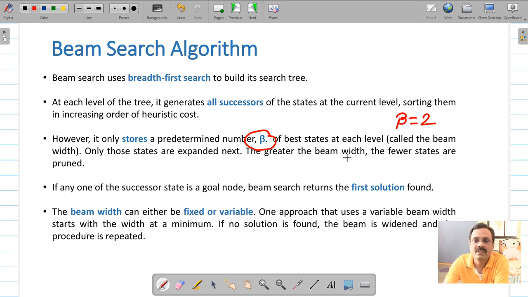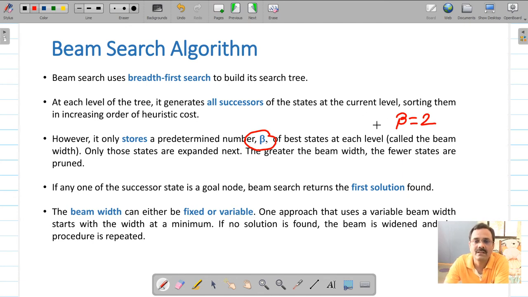So only fewer nodes are selected, and that is dependent on beta. What about the remaining nodes? The remaining nodes are pruned. So if beta is more, what will happen? If beta is more, you are going to select more nodes and you are going to explore more nodes.